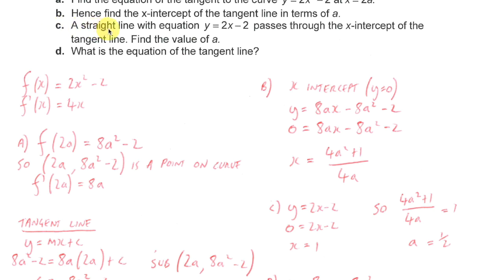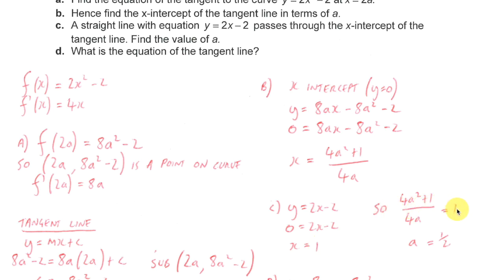C. A straight line with the equation y equaling 2x minus 2 passes through the x-intercept of the tangent line. Find the value of a. So this line here passes through the known x-intercept. Obviously, if that does go through an x-intercept, the value of y is 0. So I set it as equaling 0. Solving for x, I get 1. So I now know the value of x for that x-intercept is x equaling 1.